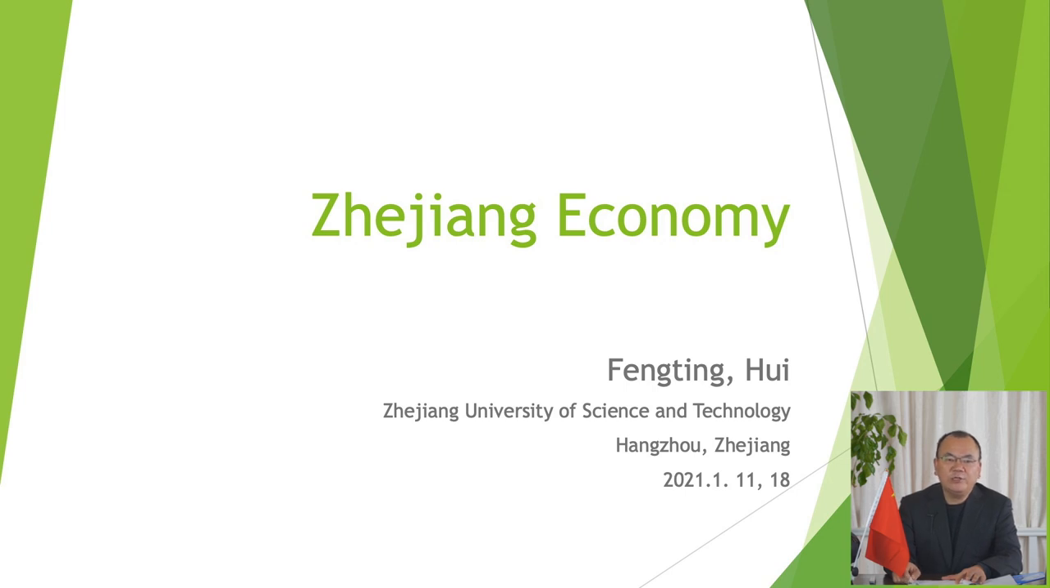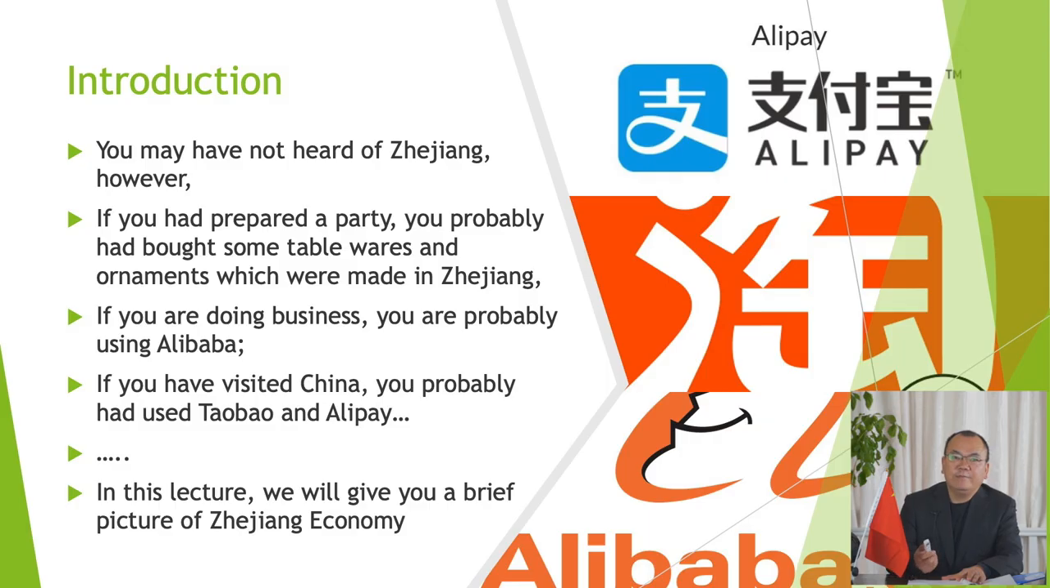And if you are a businessman doing international business, I'm convinced that you must have used Alibaba. So, do you know where Alibaba is? Where is Taobao? And where is Alipay? Where are they located? They are located in Zhejiang province. So, you can see the picture: Alipay, Taobao, and Alibaba. They are the name cards of the Zhejiang economy.